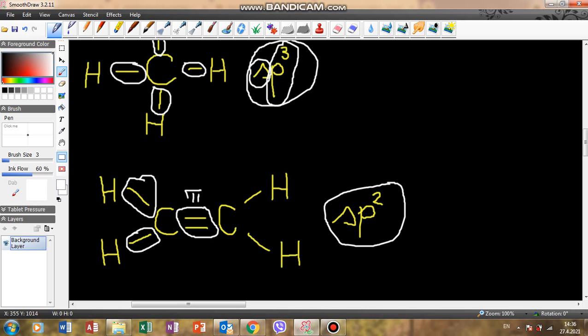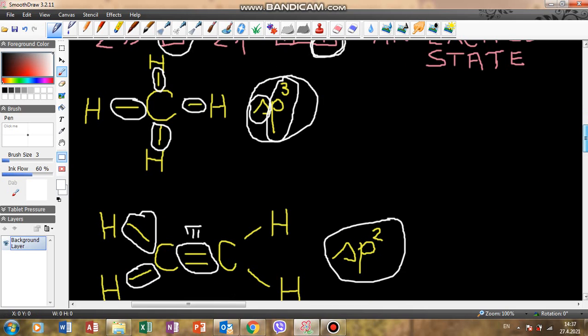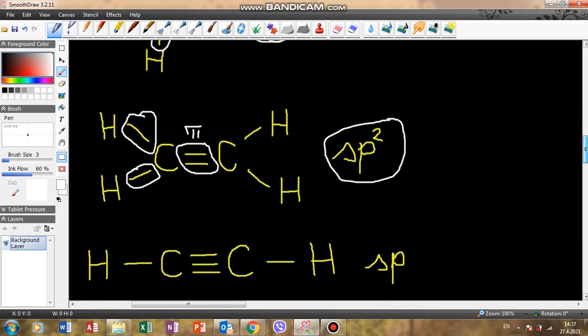And a pi bond is formed by lateral overlapping of atomic orbitals. In the case of sp2 hybridization, one orbital is missing here, and that is the pz orbital. So the pz orbital is the one which forms the pi bond by lateral overlapping.